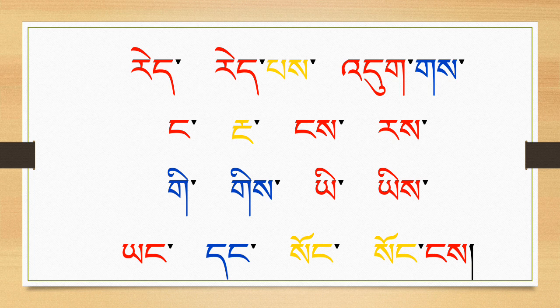Okay, so first line. Re. Repe. Tuge. Second line. Nga. Nge. Re. Third line. Ki, ki, yi, yi. Last line. Yang, tang, song. Songe.